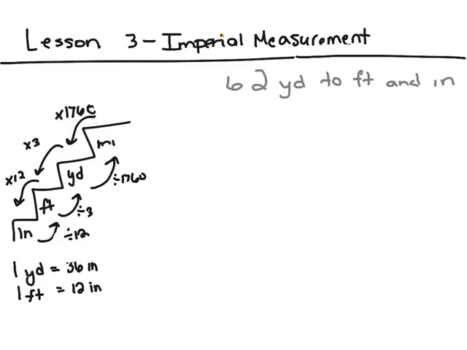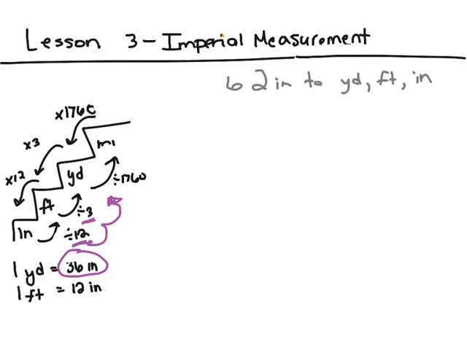Converting 62 inches, I wrote yards, to yards, feet, inches. There we go, I have the right question written down now. So we're going to take 62, and because we're going up 2 steps, inches to yards, we combine both the 12 and the 3. So 12 times 3 is 36. So we're going to take 62, and we're going to divide it by 36. 36 will go into 62 only once.